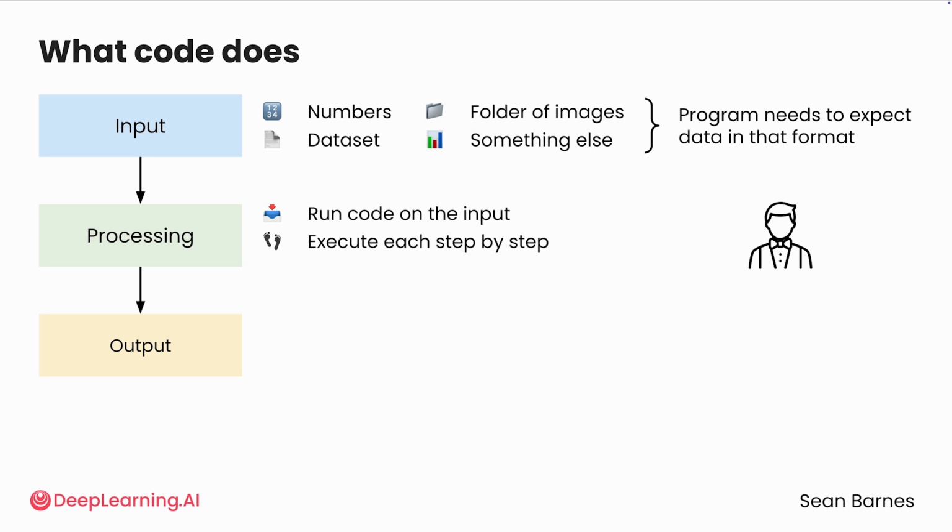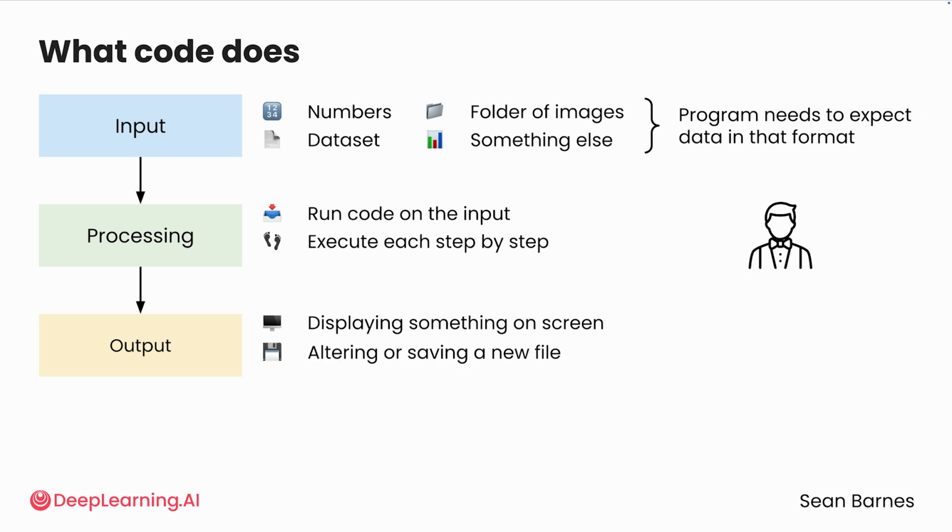Then you have the output. Output can be displaying something on the screen, as in the previous examples. It can be altering or saving a new file, or it can be sending results to another program or another computer. Sometimes you run a program and it seems like nothing is happening. The computer is following your commands, but it might just be that none of the commands involve displaying things on the screen.